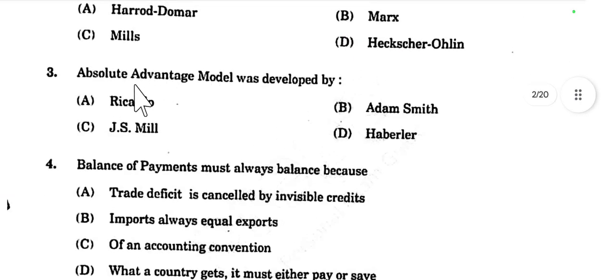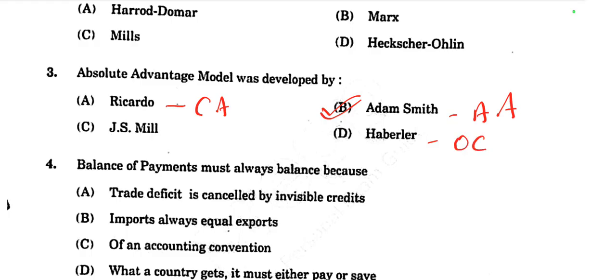Then come to question number 3. Absolute advantage model was developed by Ricardo, Adam Smith, J.S. Mill, or Haberler. Absolute advantage theory was given by Adam Smith. So option B is the right choice. David Ricardo gave the concept of comparative advantage, Adam Smith absolute advantage, and Haberler opportunity cost. So these are the different concepts associated with different economists.